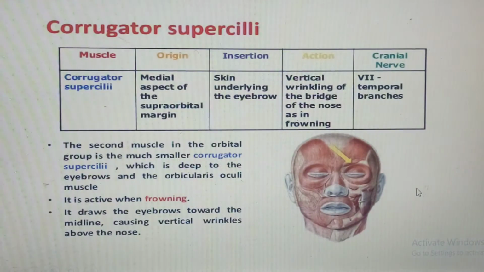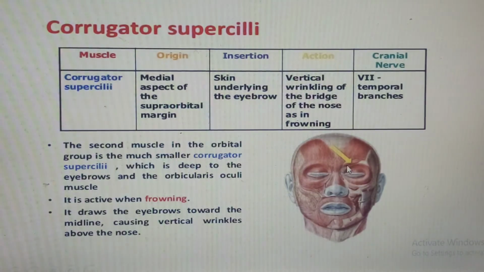So the other muscle in this group which is going to work on the eyeball is what we call the corrugator supercilii muscle. The corrugator supercilii muscle originates from the medial aspect of the supraorbital margin. That is its origin. And it will insert around the skin associated with the eyebrow over here. And therefore, upon contraction, it pulls the insertion downwards this way. That is why it is relevant in producing that kind of vertical wrinkling over the bridge of the nose.